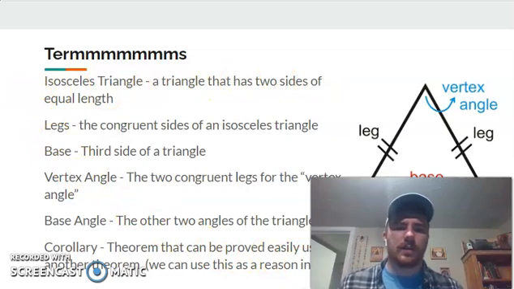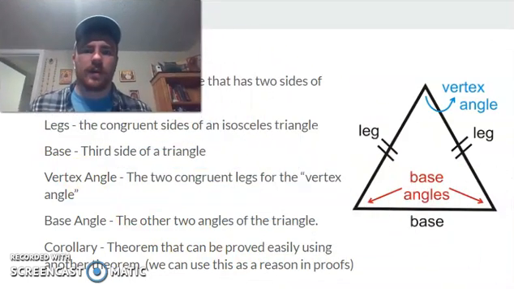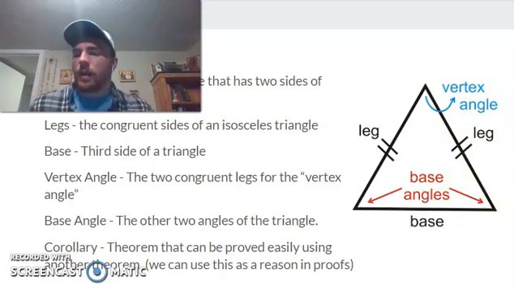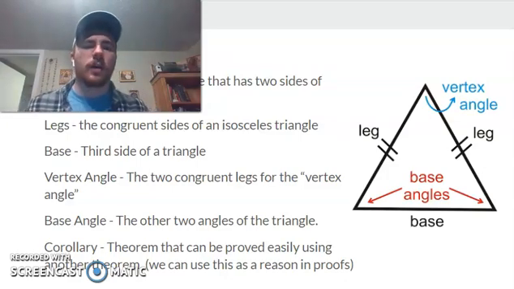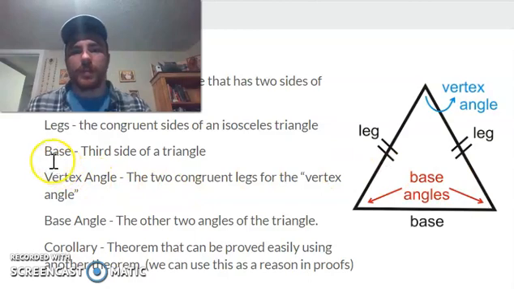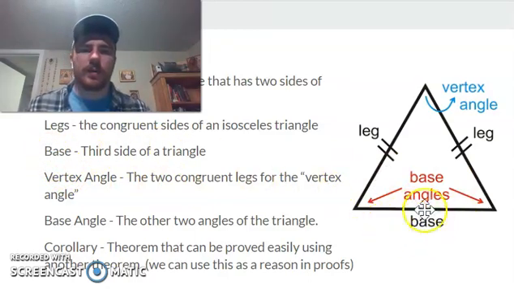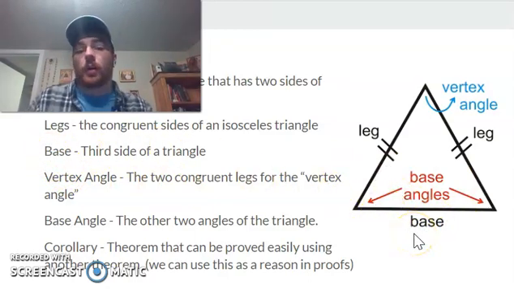You can see, just put this up here now. So we have a picture of an isosceles triangle on the right. We see that you have two sides of equal length, those two legs. And the legs are going to be the congruent sides of the isosceles triangle. The base here at the bottom is going to be essentially the other side.